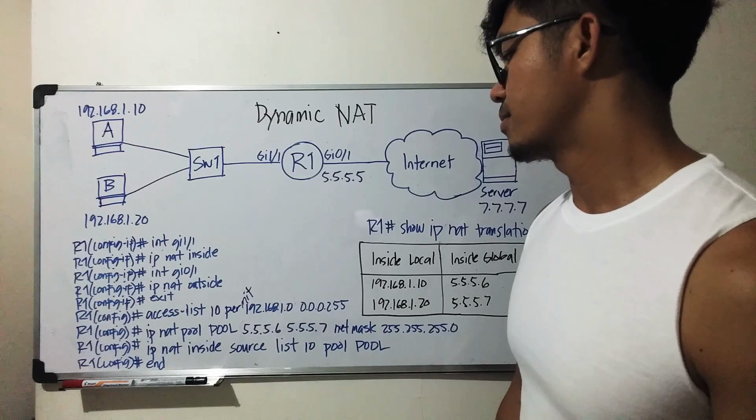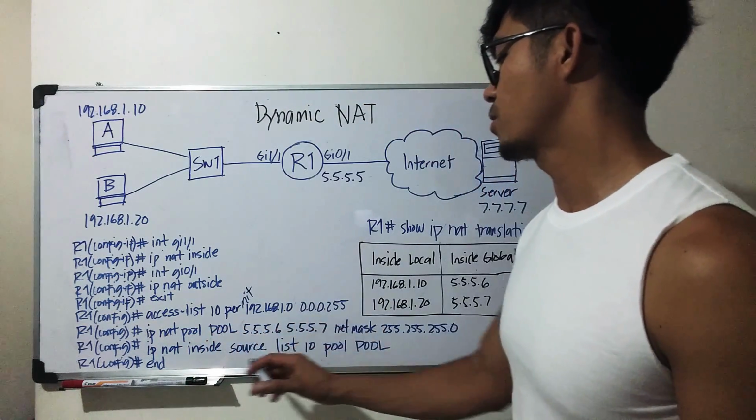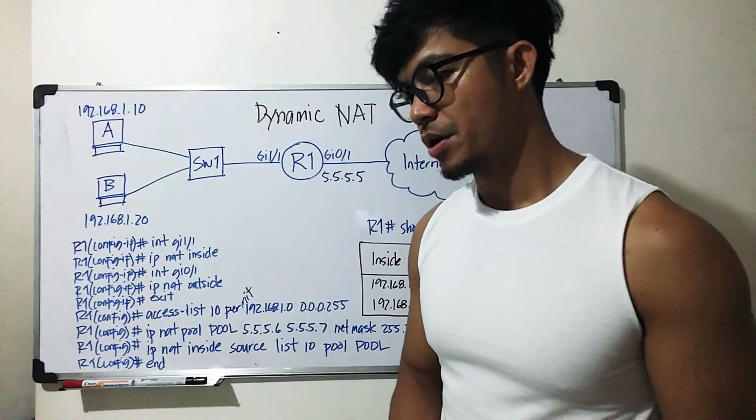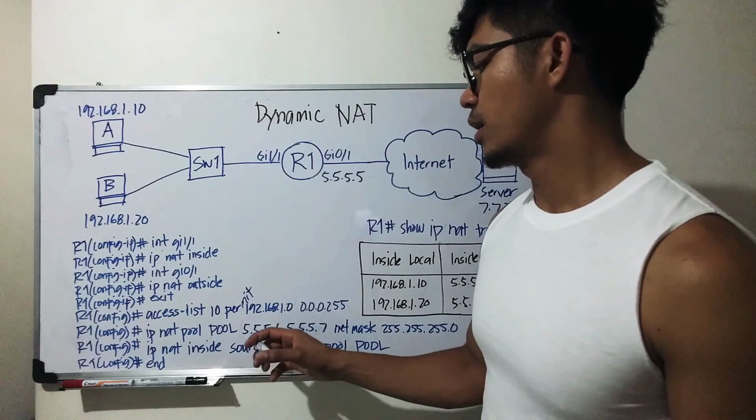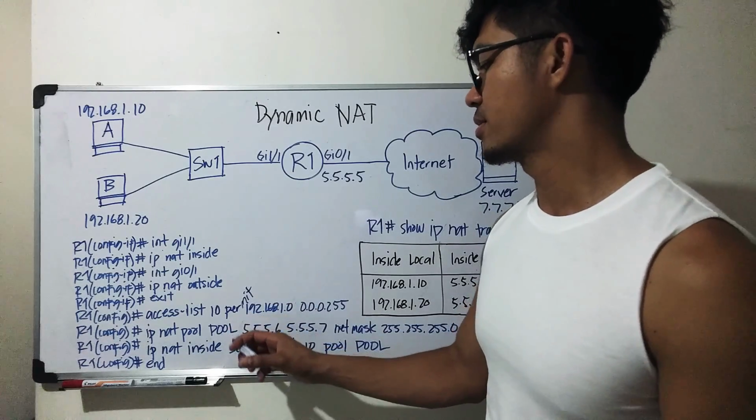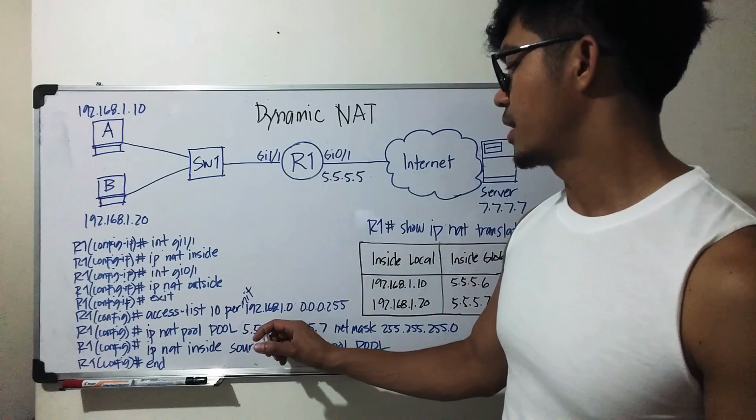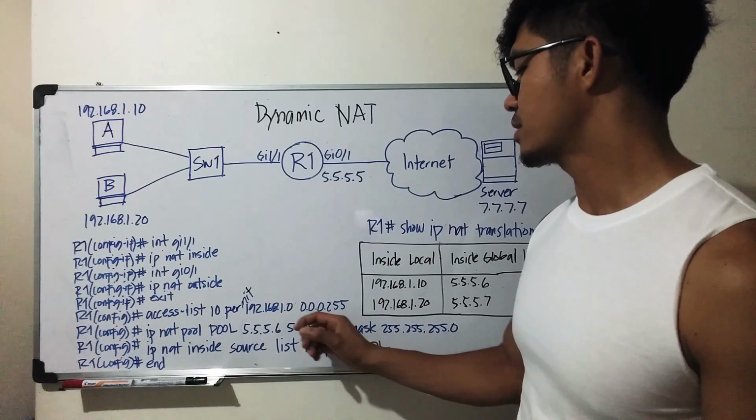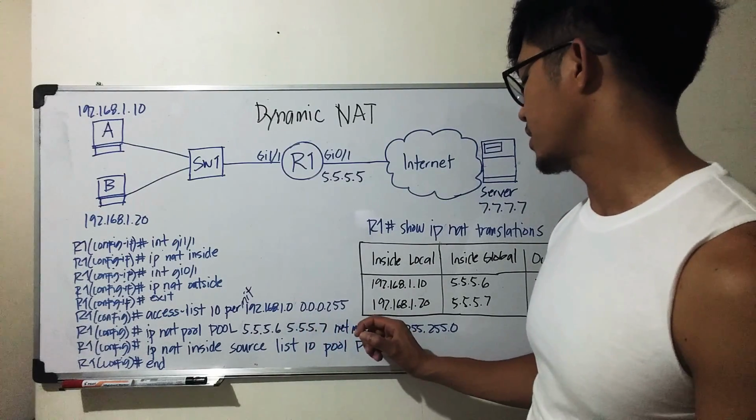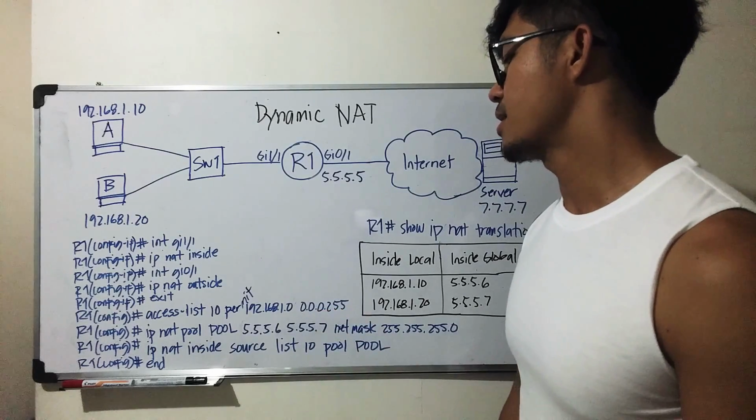And the next step is to specify the pool of the public IP addresses. So ip nat pool, and this is the name of the pool. It is actually ideal to make the name all uppercase, just to remind yourself that you came up with that name. It's not a specific command. So ip nat pool, let's just assume that we got these IP addresses from our ISP: 5.5.5.6, 5.5.5.7, and we need to specify the subnet mask. So netmask 255.255.255.0. So that's how you specify the pool.